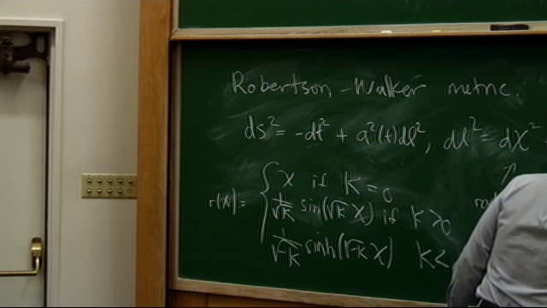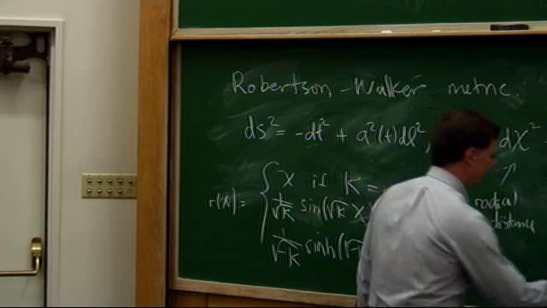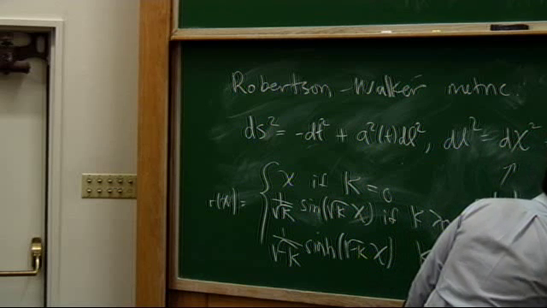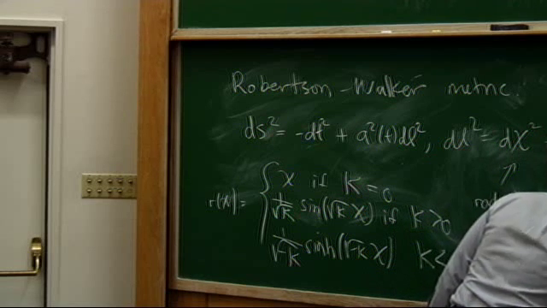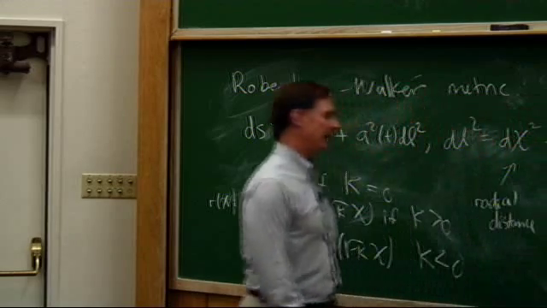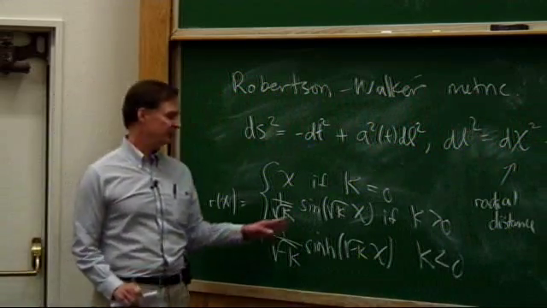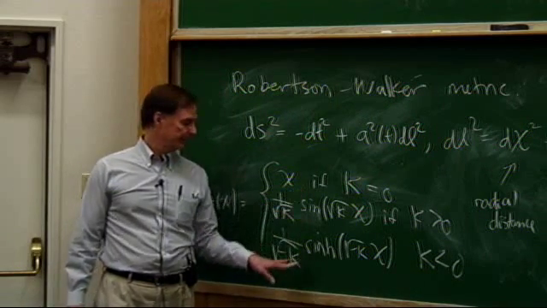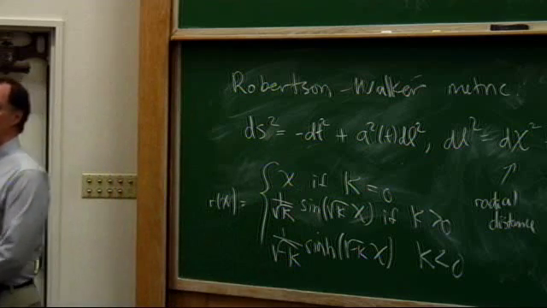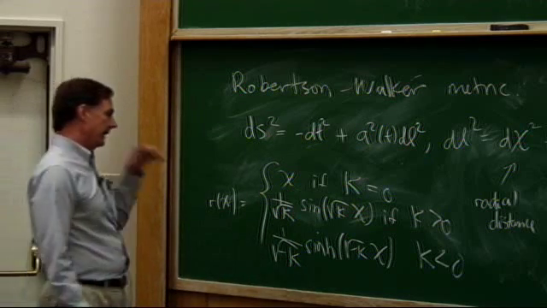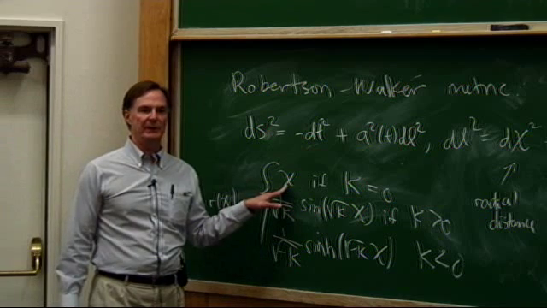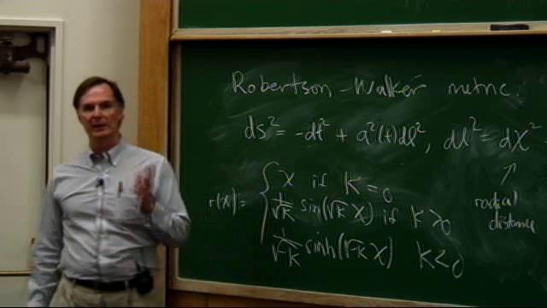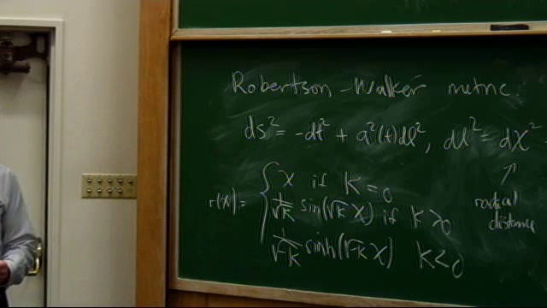if k is less than or equal to 0, it has an infinite range. But if k is positive, it's bounded. This bounded geometry is called a three-sphere. This is, of course, flat Euclidean space. And the bottom one is called the three-hyperboloid of constant curvature. Observational cosmology suggests that we're very close to this top model. It's what we call flat space-time. In fact, it's a prediction of inflationary cosmology.